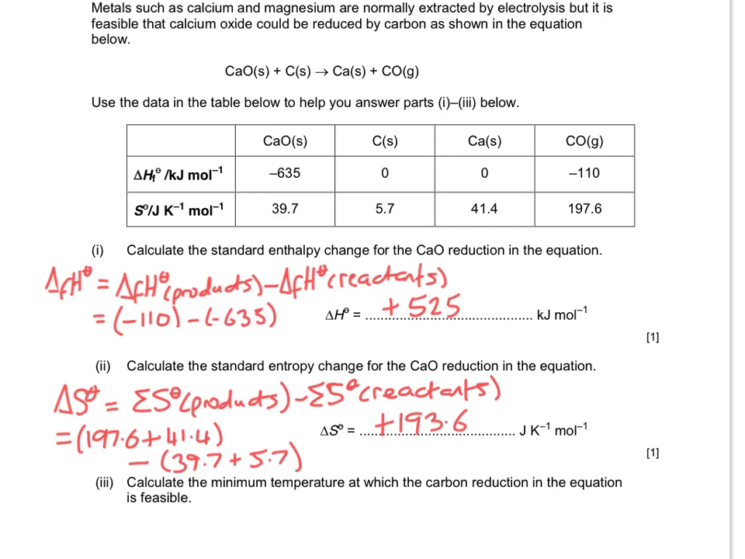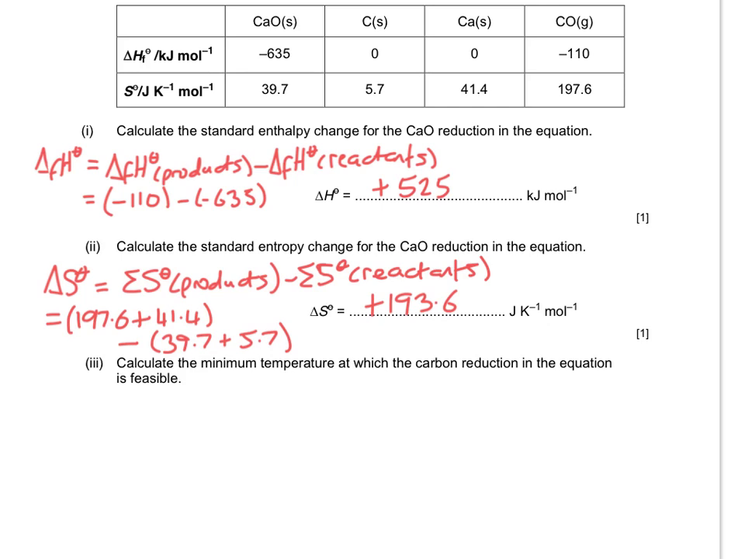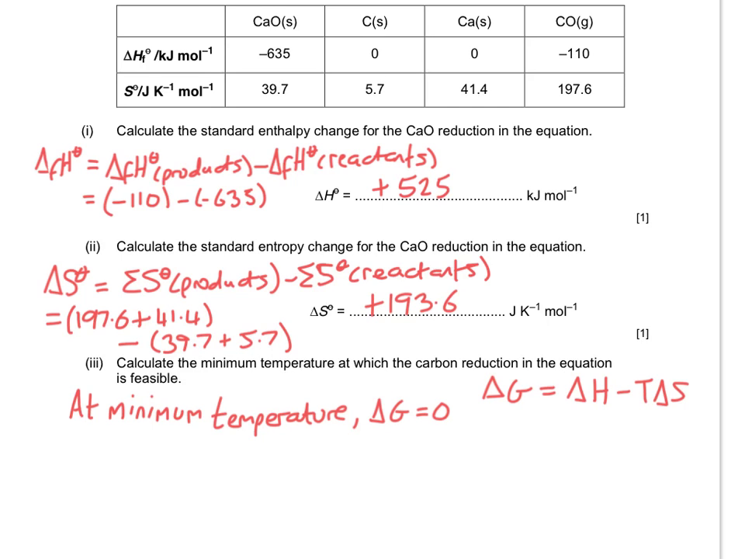The next thing they want us to do is to calculate the minimum temperature at which the carbon reduction in the equation is feasible. So let's bring that down, but keeping our data to hand so that we can actually see what we're doing. The first thing I do is put in my delta G equals 0 statement and connect it to the delta G equation.